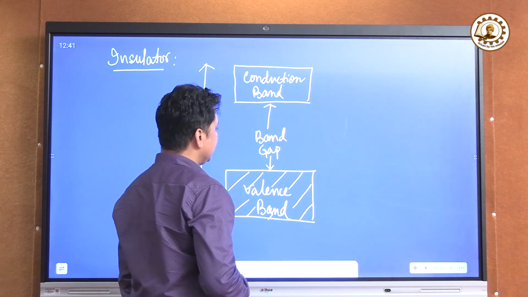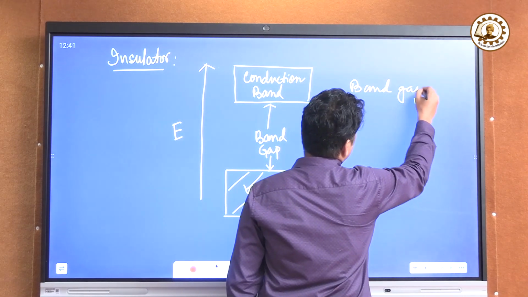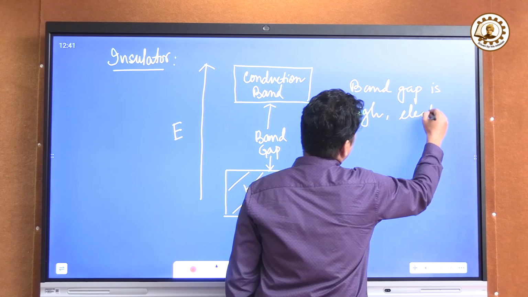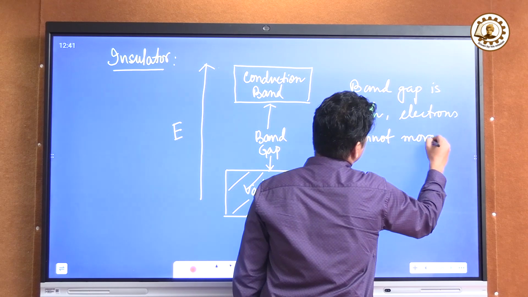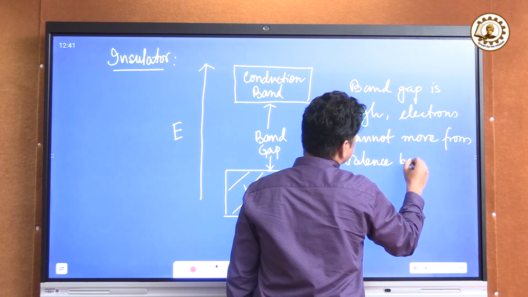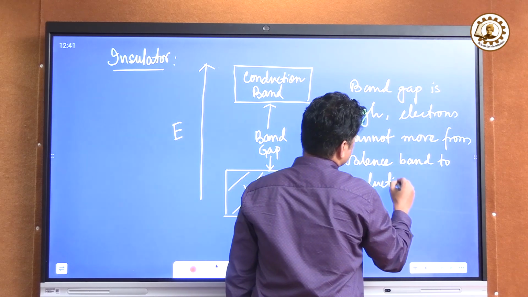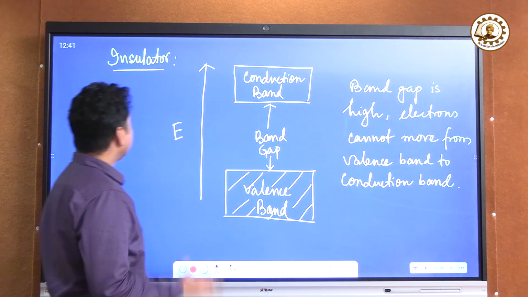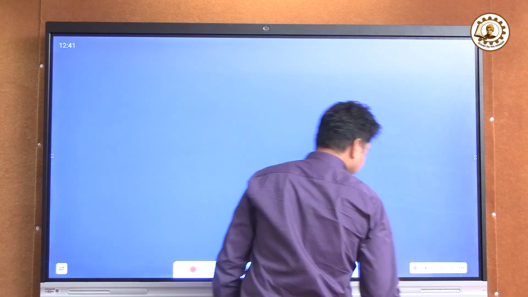As a result, as the band gap is considerably high, electrons cannot move from valence band to conduction band easily, right? So this is the second situation, the insulator. The third situation, however, is slightly interesting.